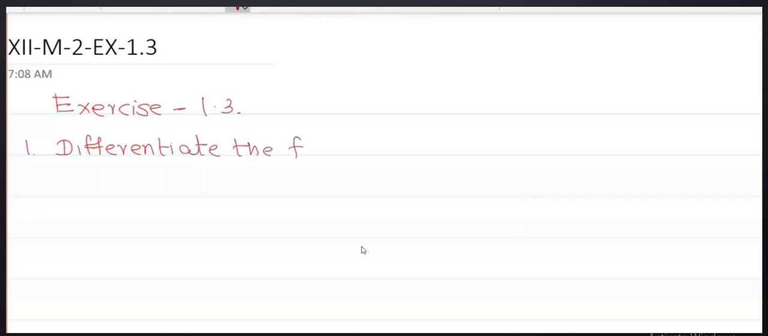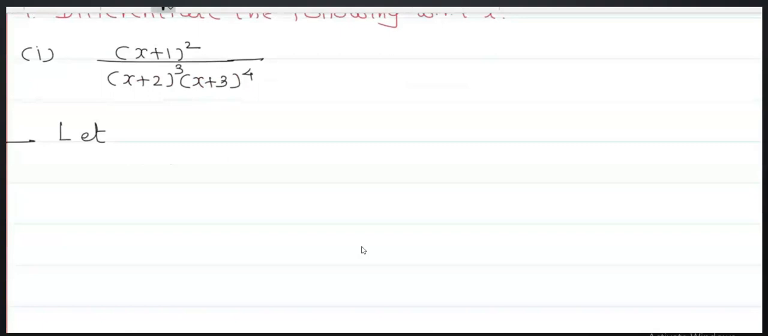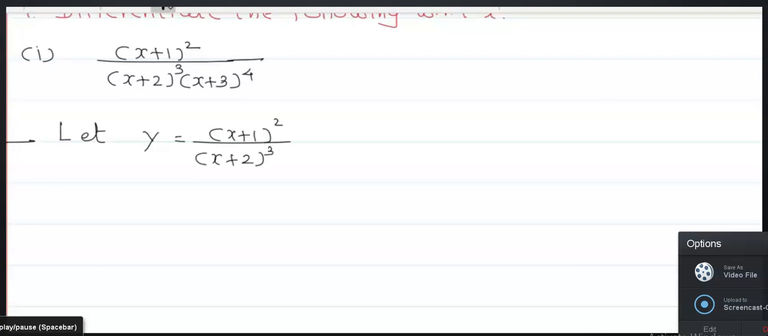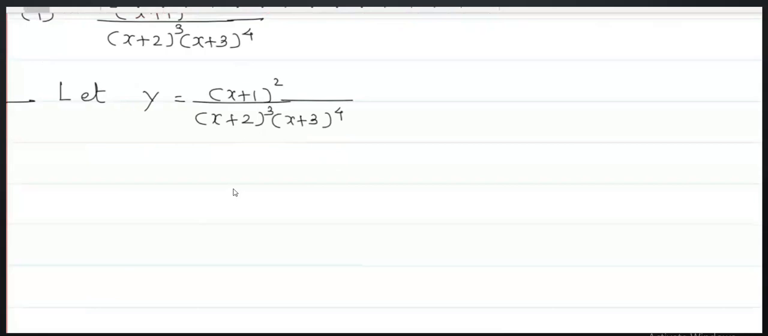Differentiate the following with respect to x. That is, x plus 1 bracket square upon x plus 2 bracket cube upon x plus 3 bracket raised to 4. Now here y is equal to x plus 1 bracket square upon x plus 2 bracket cube upon x plus 3 bracket raised to 4.